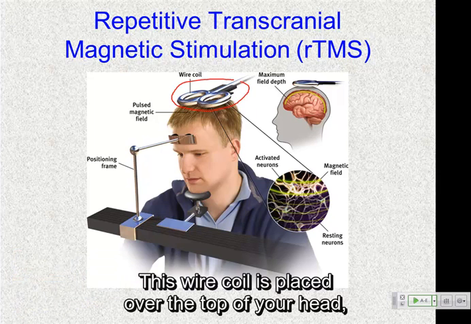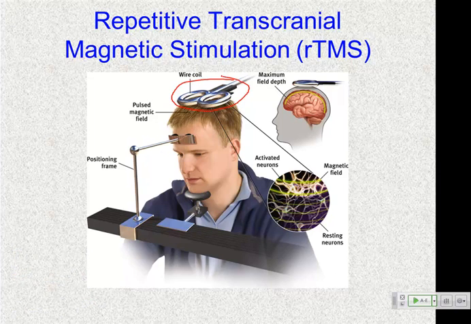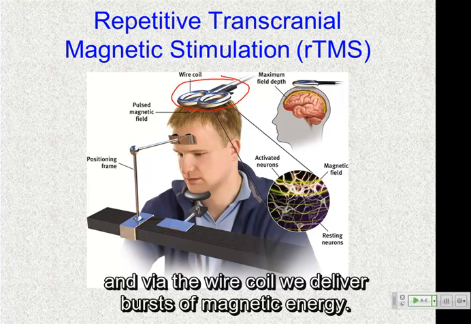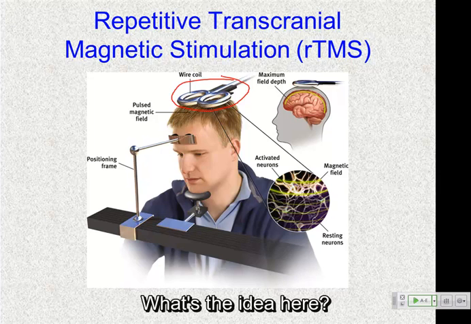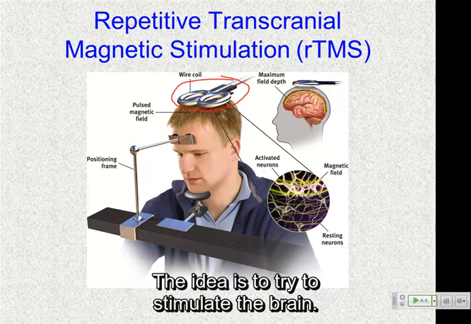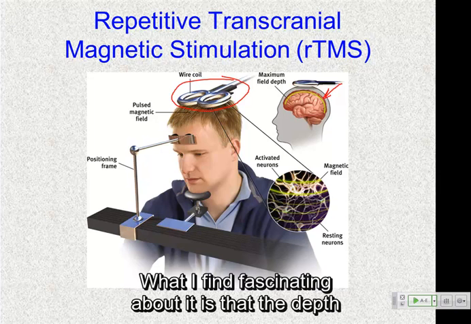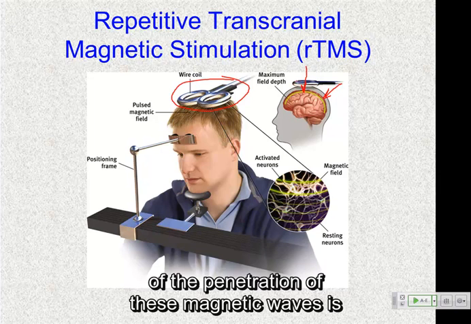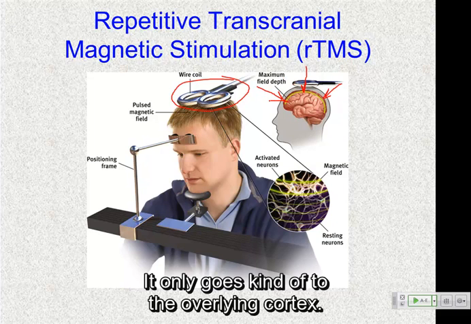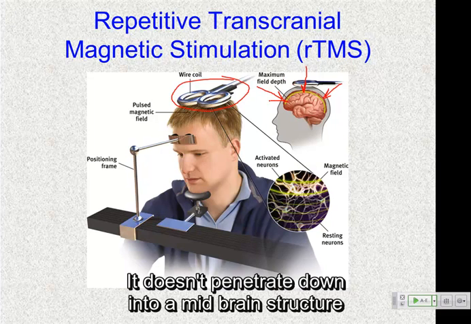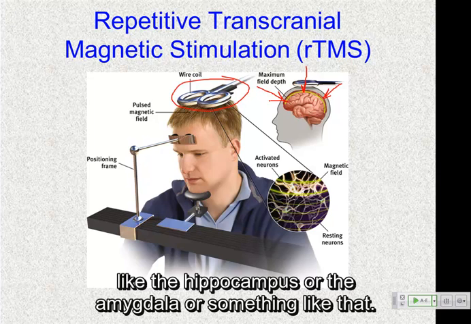This wire coil is placed over the top of your head, and via the wire coil, we deliver bursts of magnetic energy. Okay? What's the idea here? The idea is to try to stimulate the brain. What I find fascinating about it is that the depth of the penetration of these magnetic waves is pretty shallow. It only goes kind of to the overlying cortex. It doesn't penetrate down into a midbrain structure like the hippocampus or the amygdala or something like that.